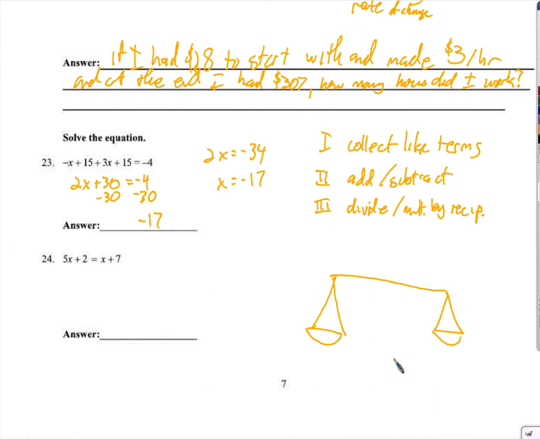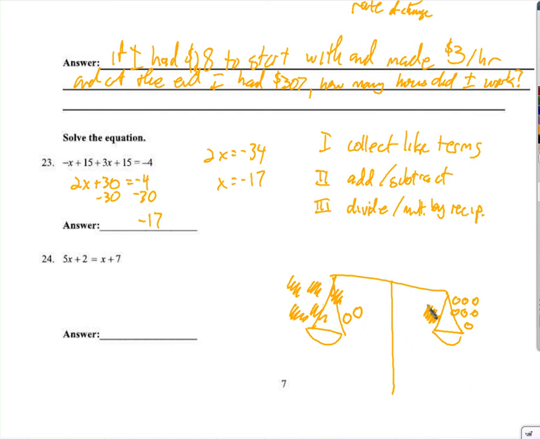Pretend that this means it's balanced, even though it looks crooked. We got 5x, so let's call this blob x. We got 5 blobs here, and 2 coins over here, and here we have a blob that's x, and then we have 7 coins. So how much is one of those blobs worth?